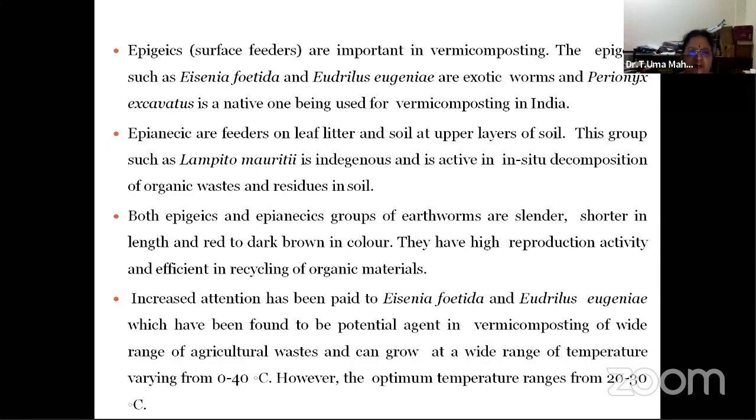These are the ones which are slender, shorter in length, and usually red to ash or gray in color. They are nothing but Eisenia foetida and Eudrilus eugeniae, which are much used in India for the production of vermicompost. As for temperature range, they can generally survive from 0 to 40 degrees. However, the optimum temperature is 20 to 30, and practically we have seen that up to 35 degrees they can survive in our conditions, and we can exploit them for vermicompost production. So, Eisenia foetida and Eudrilus.